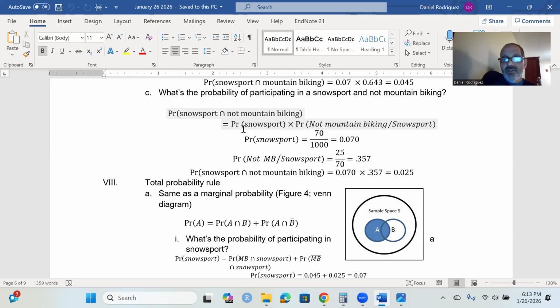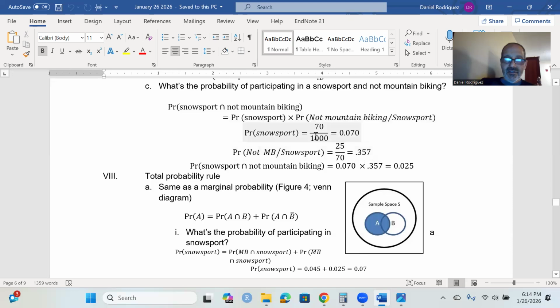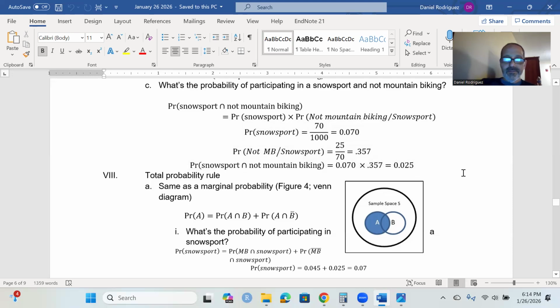And the question is, why would you do that? Because you don't always have a table, right? But you may have the probabilities. So if you have the probabilities and you don't have the table, you can just use the probabilities to do the calculation. But if you have the table, it's easy to just look for the intersection of the two. But in this case, we use the multiplication rule here to figure it out. So we have the probability of participating in snow sport, that's 70 out of 1,000 folks. Probability not mountain biking given one participated in a snow sport is 25 over 70. So the probability of participating in a snow sport and not mountain biking is the product of the two.